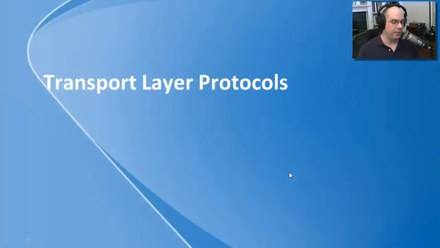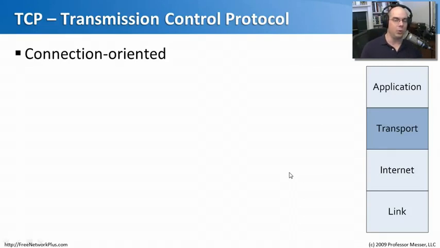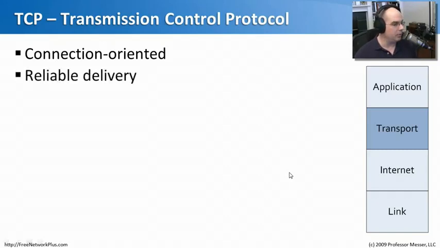Let's move up the stack a bit and start looking at transport layer protocols. The one I'd like to start with is one called the Transmission Control Protocol, or TCP. This is the TCP in TCP/IP. This is a pretty popular protocol, primarily because it is what we call connection-oriented. It sets up a connection between two devices and it confirms that data can be sent in both directions. We call that a reliable delivery of that particular protocol.